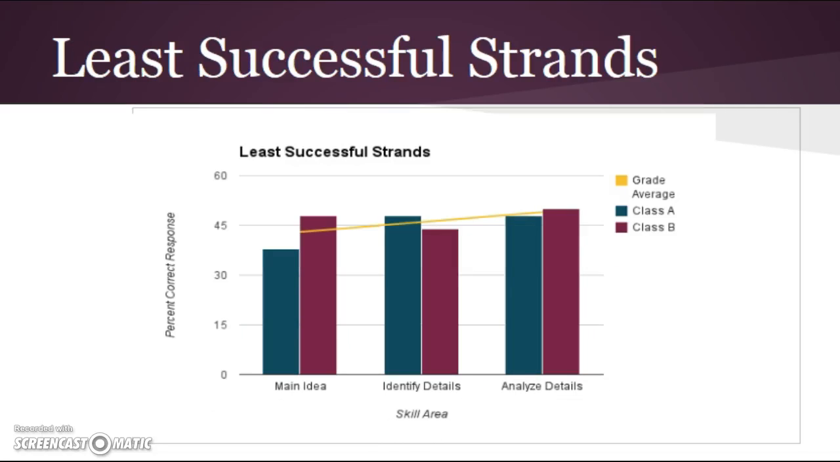The least successful strands, as I said, were main idea, identifying details, and analyzing details. And as you can see, students were pretty consistent in the 2 classes in these strands, except for main idea, in which Class A struggled a little bit more than Class B did. And paired with the item analysis and the written responses, this information helped us to develop our learner-centered problem.